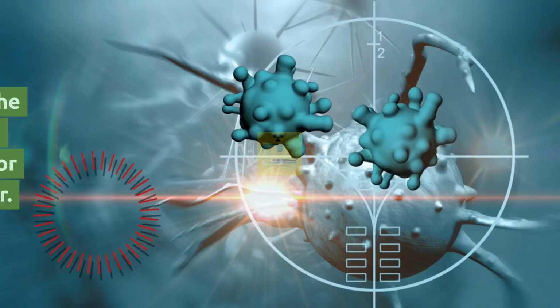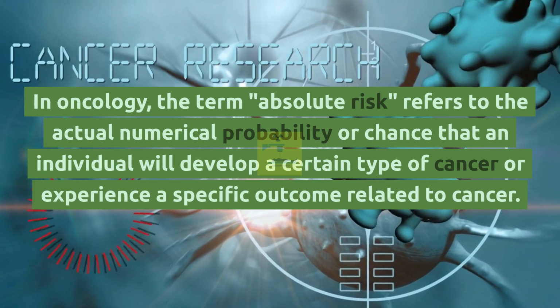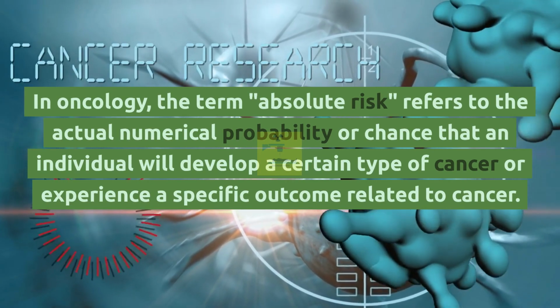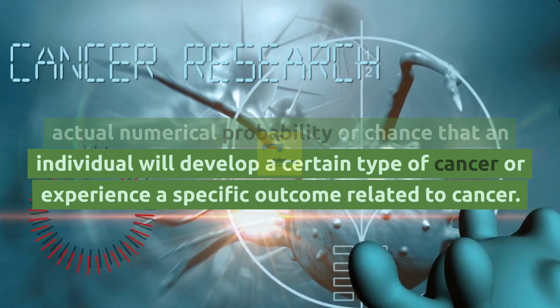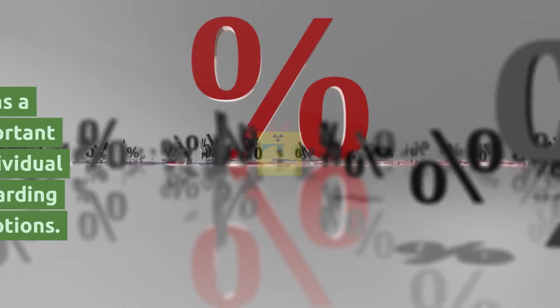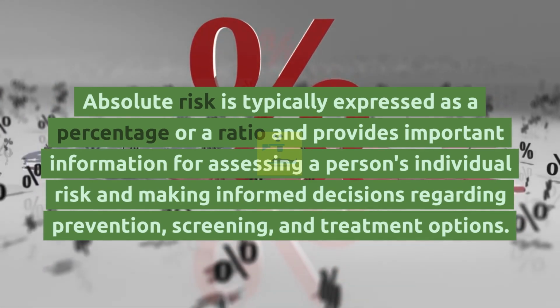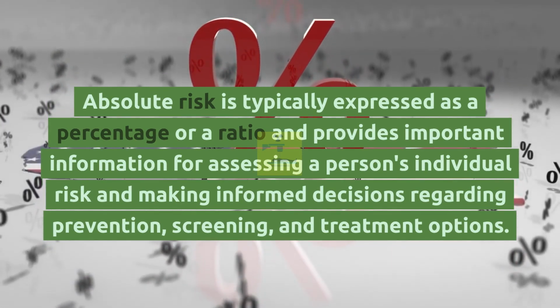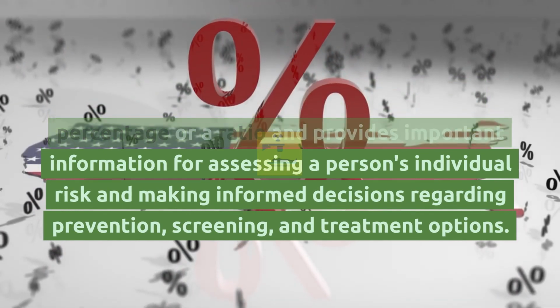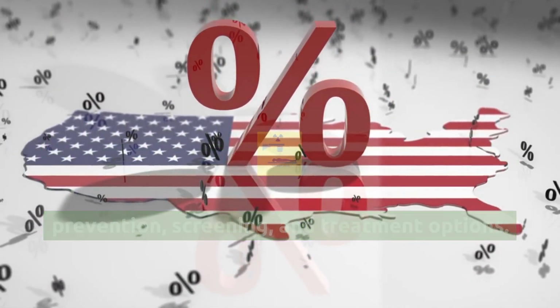Absolute risk. In oncology, the term absolute risk refers to the actual numerical probability or chance that an individual will develop a certain type of cancer or experience a specific outcome related to cancer. Absolute risk is typically expressed as a percentage or a ratio and provides important information for assessing a person's individual risk and making informed decisions regarding prevention, screening, and treatment options.